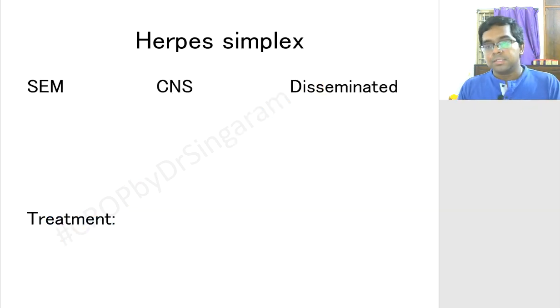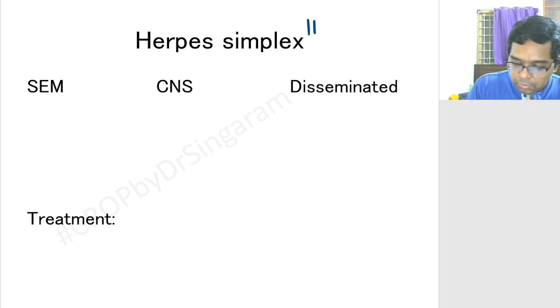Now moving on to the next in the herpes group, that is herpes simplex. You all know that there are two herpes simplex group, mainly HSV1, herpes simplex virus 1, and HSV2. Now, which is more commonly associated with the neonatal problem? It is usually HSV2 more than HSV1. That you need to remember.